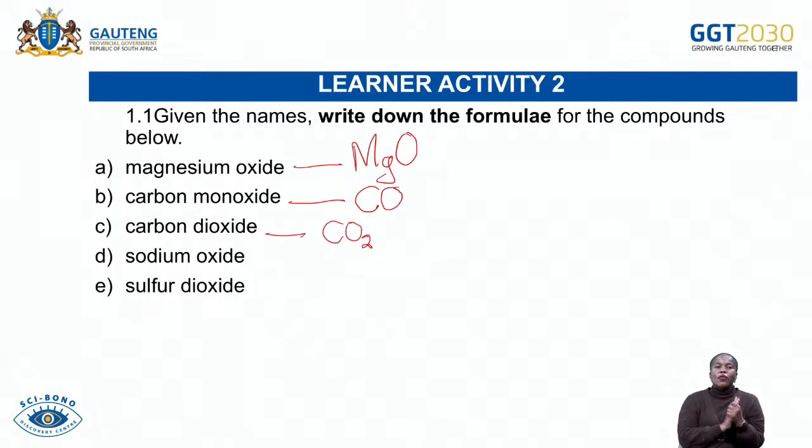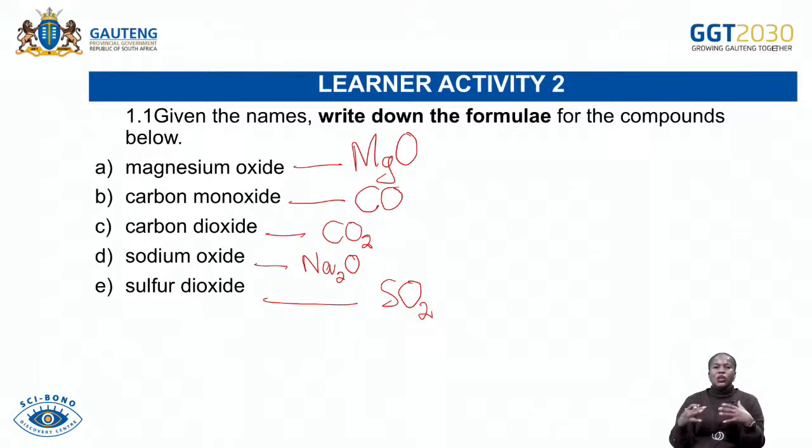All right, and then we've got sodium oxide. Sodium oxide is given as Na2O. And then the last one is sulfur dioxide. Therefore, sulfur dioxide is going to be written like that. So please just get used to moving both ways, whether you are given the name and writing the formula, or given the formula and moving right back to giving the name of that particular compound. Just look at the chemical composition of that compound and then you're good to go.